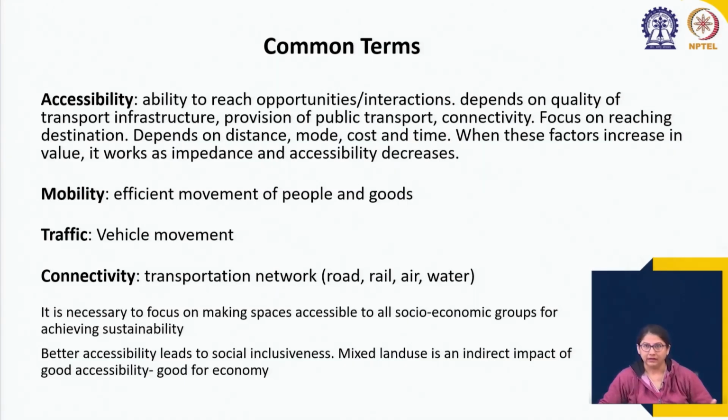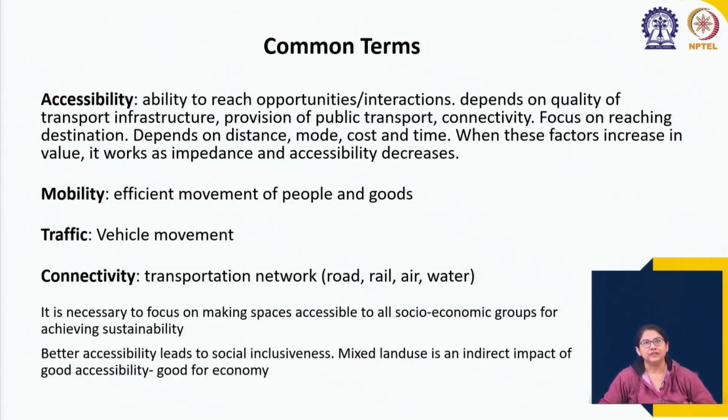The common terms related to accessibility: there are a number of terms which are often used in an overlapping way. So, accessibility primarily deals with the ability to reach opportunities. These opportunities can be interactions, related to jobs, as well as other similar interactions. The level of accessibility depends upon the quality of existing transportation infrastructure, whether public transportation is present or not, as well as connectivity.